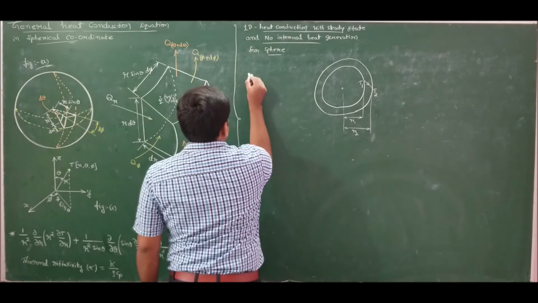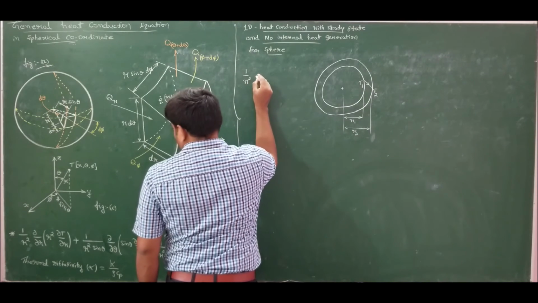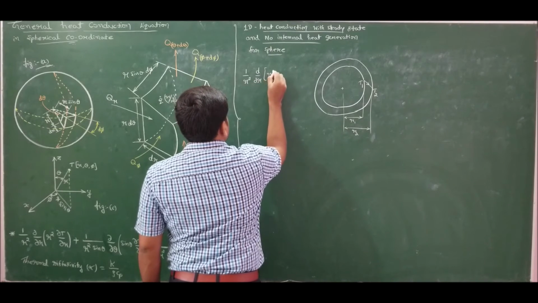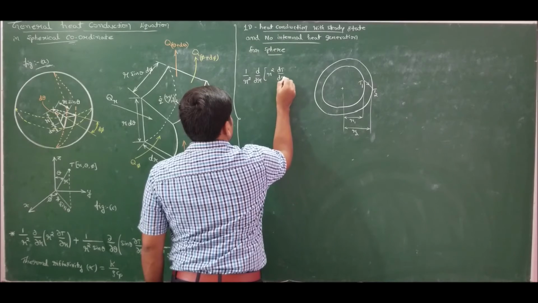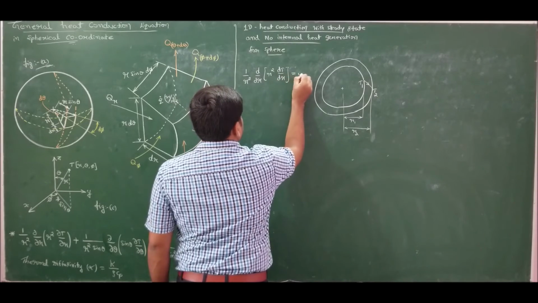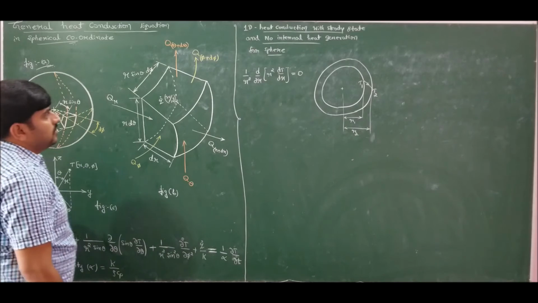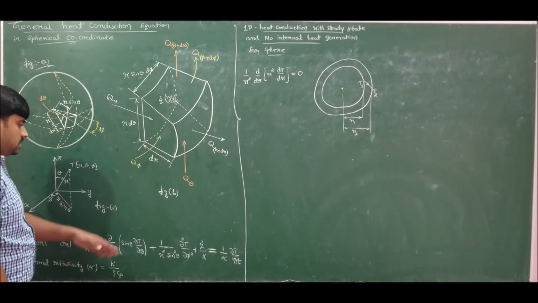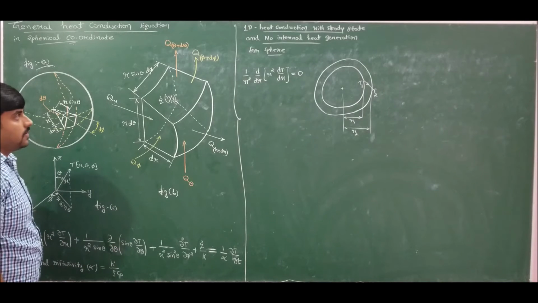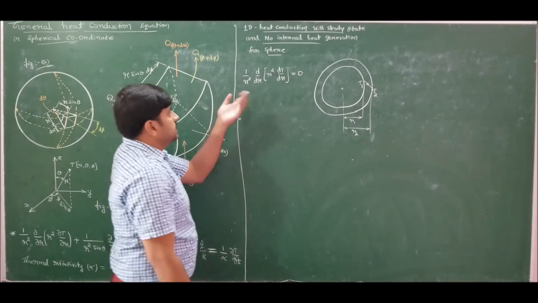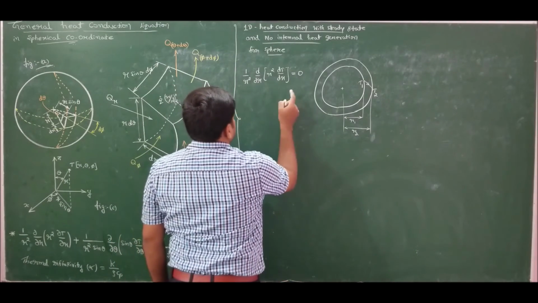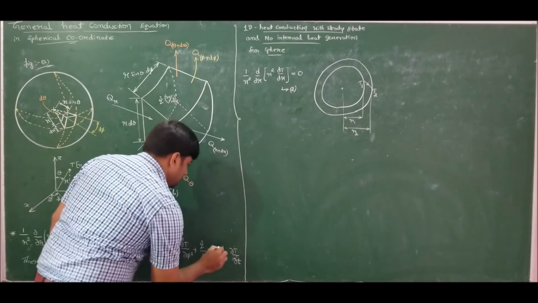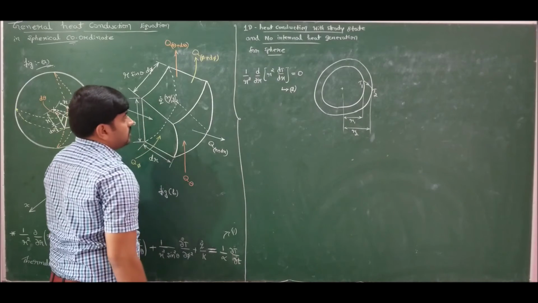Hence the equation reduces to 1 by r² d/dr of (r² dT/dr) is equal to 0. So this is what we get as the governing differential equation by applying the conditions to the equation we have derived. In order to obtain the temperature distribution, I should integrate this equation twice. Let us consider this as equation number 2, the basic equation as equation number 1.